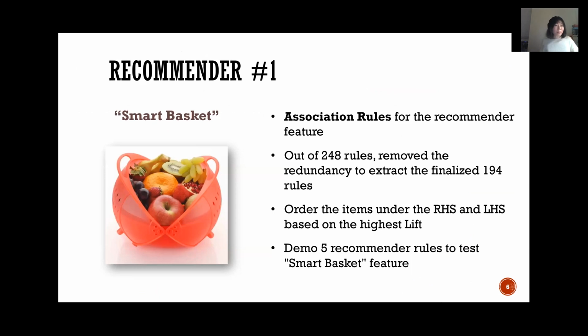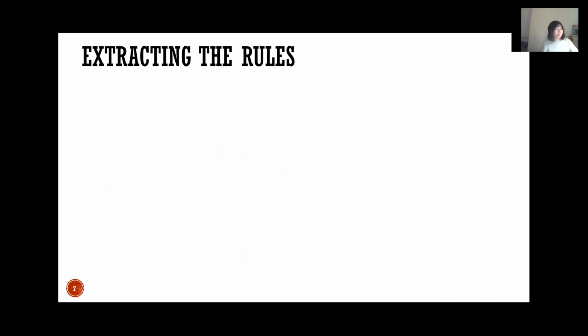So the Smart Basket recommender feature was created through association rules, and based on the Big Basket's data, I extracted a total of 194 unique rules to create Smart Basket. Then these rules were ordered by the highest lift value to find the most influential recommender features. Afterwards, I closely studied the association rules and other characteristics and top 5 rules by generating various rule-based visualizations.